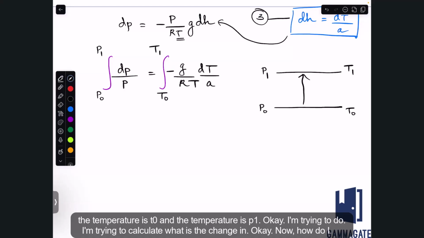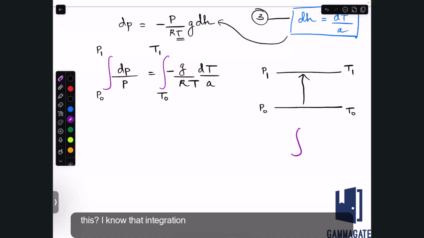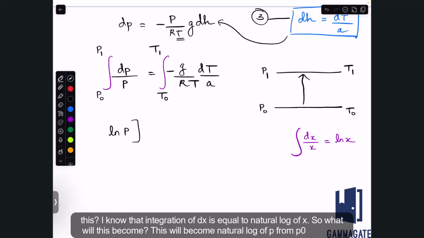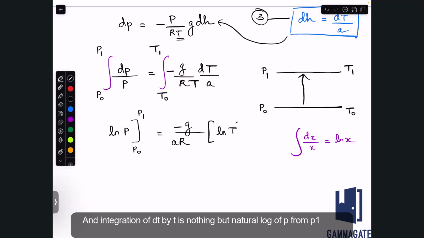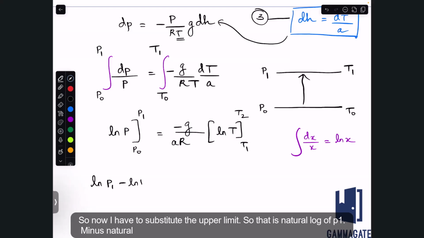Okay, now how do I do this? I know that the integration of dx by x is equal to the natural log of x. So this will become the natural log of P from P naught to P1. Similarly, g is a constant, R is a constant, A is a constant, and the integration of dT by T is nothing but the natural log of T from T naught to T1. So now I have to substitute the upper limit. So that is natural log of P1 minus natural log of P naught should be equal to the corresponding terms in T naught and T1. Okay, this is fine.